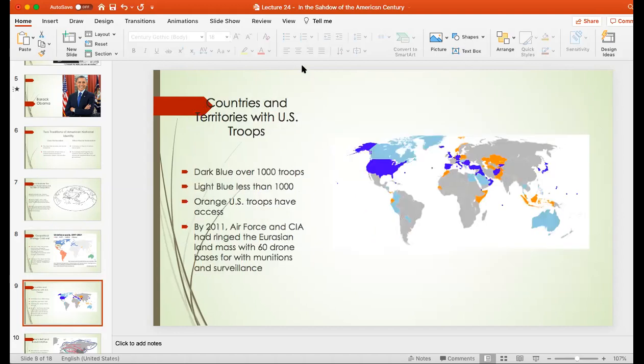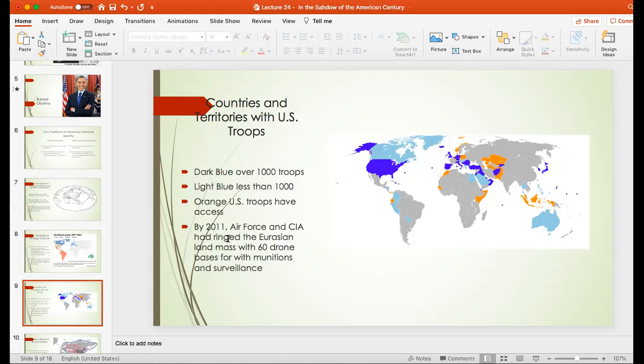If we look at countries and territories with US troops, the dark blue, obviously including the United States, has US troops of over 1,000. So Spain, Iceland, the United Kingdom, West Germany, Italy, some of the Southeastern European countries, Turkey, Iraq, Yemen, Afghanistan, Japan, South Korea, all of these countries have over 1,000 US troops stationed in them. The light blue countries have US troops, but fewer than 1,000. You can look at how many there are, and again, how it bisects the Eurasian World Island.